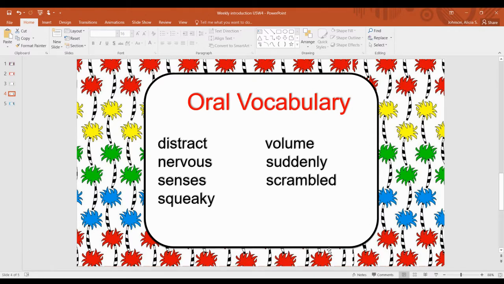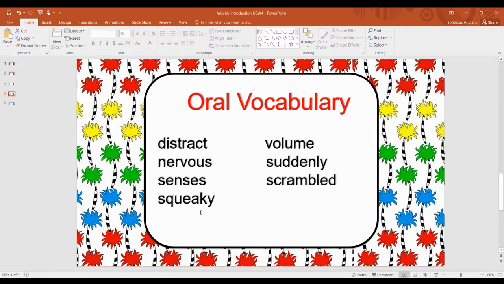So the first word we have is distract. And that means that something or someone is taking away your attention from something that you are really trying to focus on. Distract. Next, we have nervous, which means that you're worried. And then we have senses. And senses are those 5 senses that we have: see, touch, hear, feel, and taste. And your senses help to give you more information about the world around you.